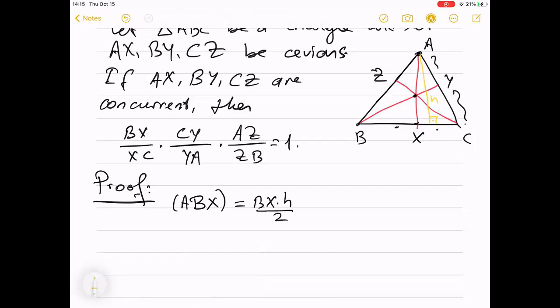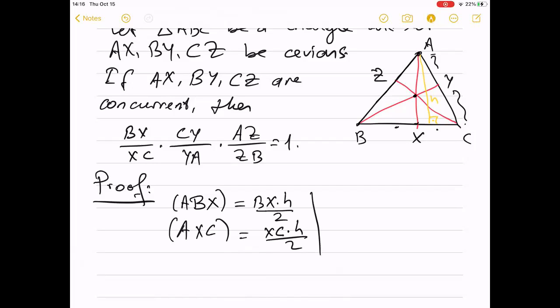That height. And AXC, if you look at the other triangle, the height is the same, so that it is XC times H over 2. Its area.